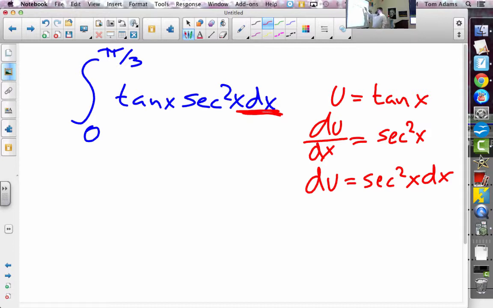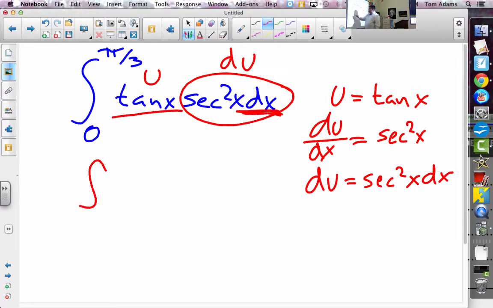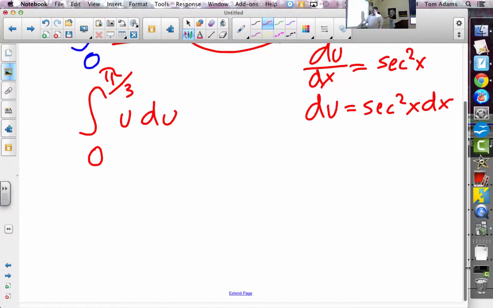So all of this will be replaced with what? du, and this will be replaced with u. So we're going to take the integral from 0 to pi over 3 of u du. Well, that's pretty easy. What's the antiderivative of u to the first power? One half, yeah. So let's just think this through for a second.